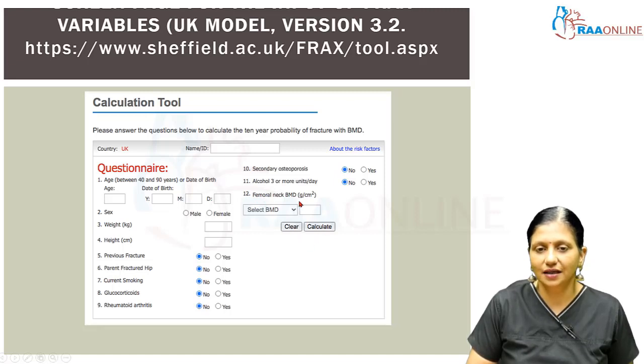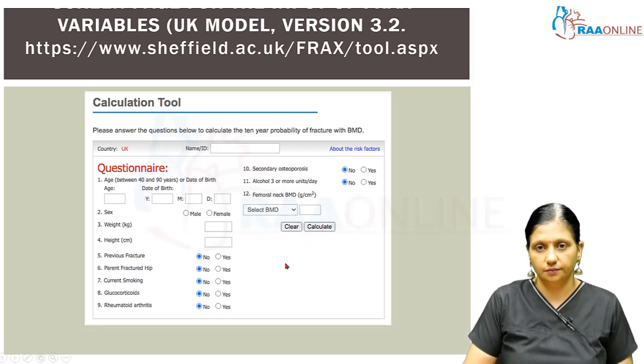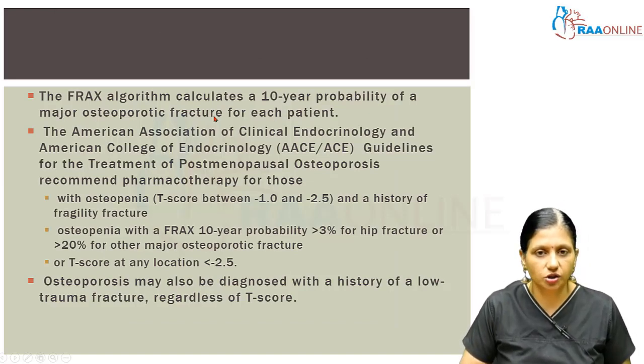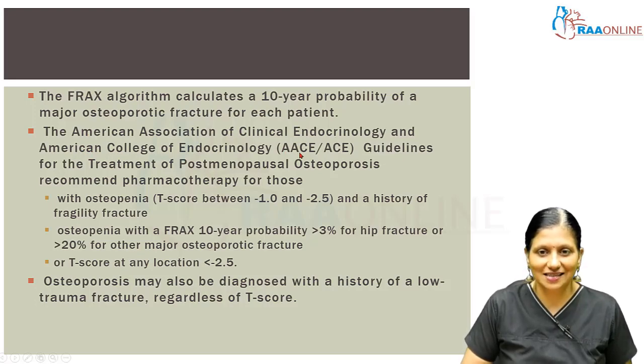And after selecting the bone mineral density as assessed by the DEXA scan, we can calculate the risk status for fracture as per the FRAX model. Now this FRAX algorithm calculates a 10-year probability of a major osteoporotic fracture in each patient. The guidelines have been given by the American Association of Clinical Endocrinology, that is AACE, and by the American College of Endocrinology, that is ACE, for the treatment of postmenopausal osteoporosis.